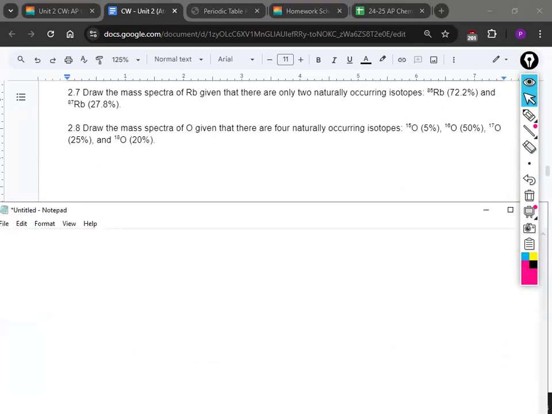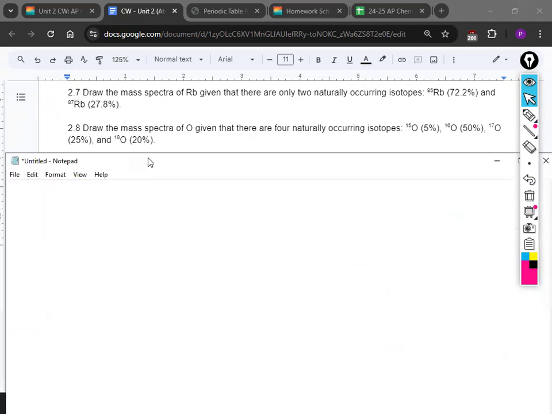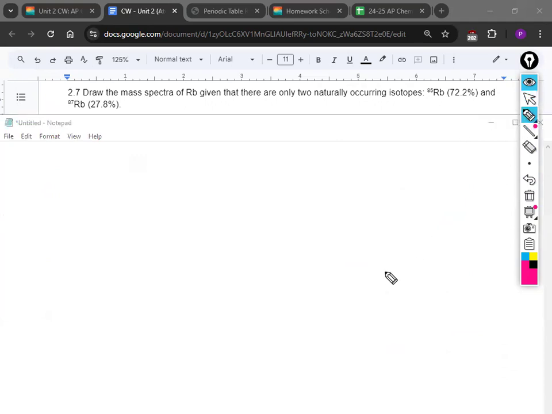It's very simple. We're going to start by just drawing the graph. 2.7. Sorry, I'll cover up 2.8. It's going to be rubidium 85 and then 87. Sorry, guys, it's really small. That's why I recommend having them up on your Chromebook just so you can see and zoom in. Okay, so 85 and 87.